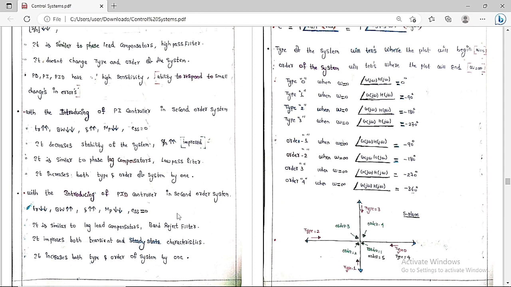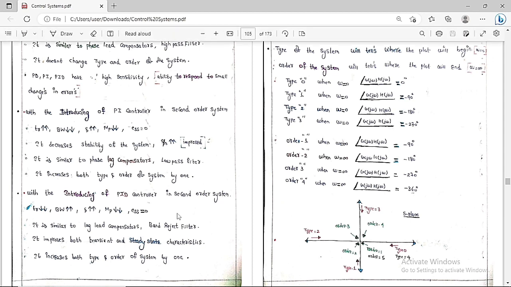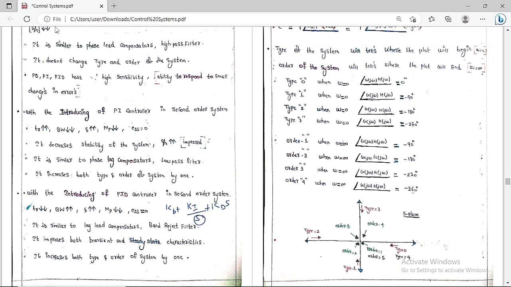Why is it like this? Because PID means proportional, integral, derivative. So what is the transfer function you are going to get for the PID controller? Here I am going to write Kp, the proportional term, plus Ki by S plus Kd into S. Because of this S, the type is going to increase by 1 unit, and because of this the order is also going to increase by 1 unit. These are the things you always have to keep in mind.